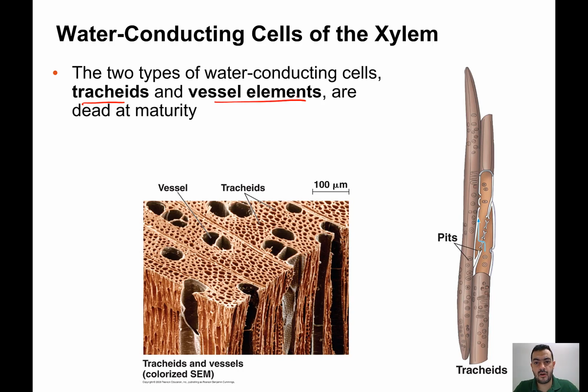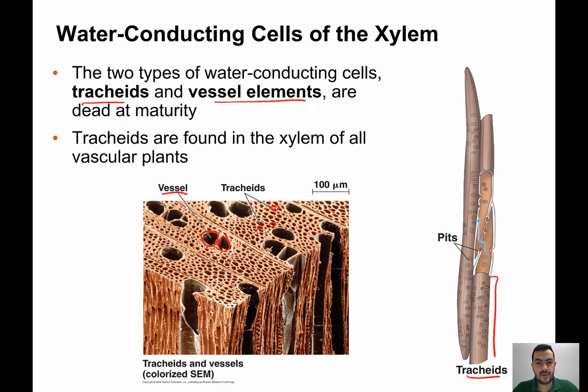The tracheids are the small tube cells, as shown here. We have many of these small channels, the tracheids, and we have the vessel elements. These are the large pores or tubes of the xylem.